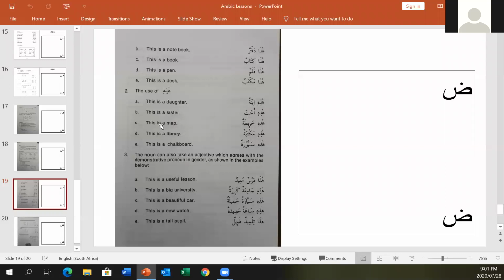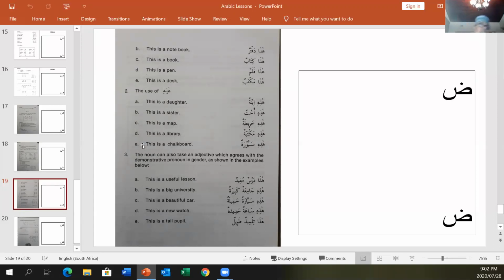A map is called a kharitatun. Hadihi kharitatun. Why? Because kharitatun, a map, is feminine. And then this is a library. Hadihi maktabatun, because maktabatun is feminine. And lastly, sabburatun, a chalkboard. Hadihi sabburatun, being feminine.